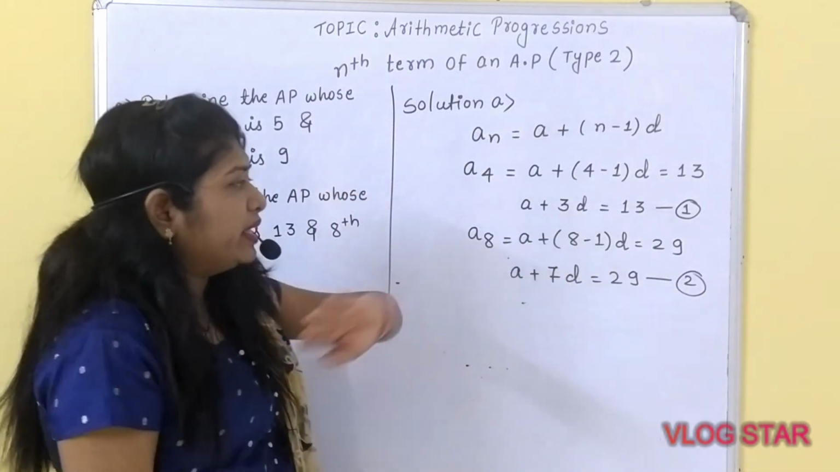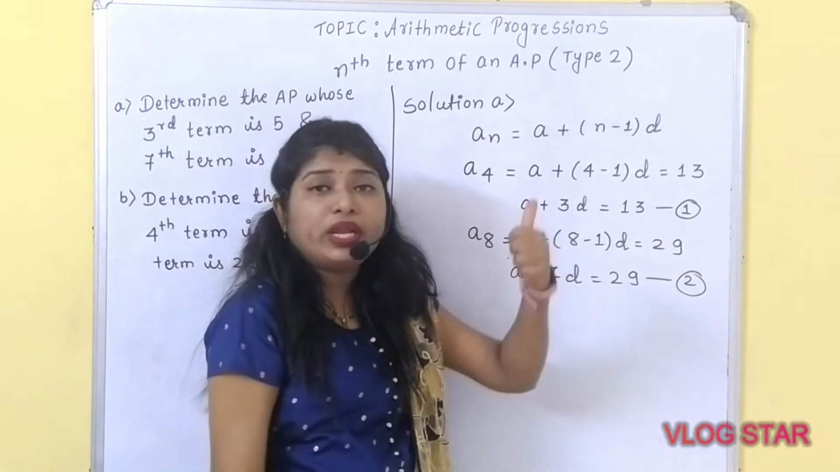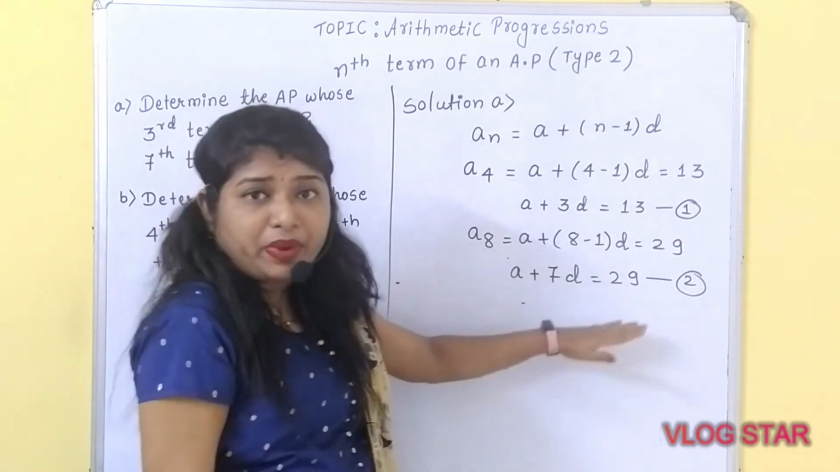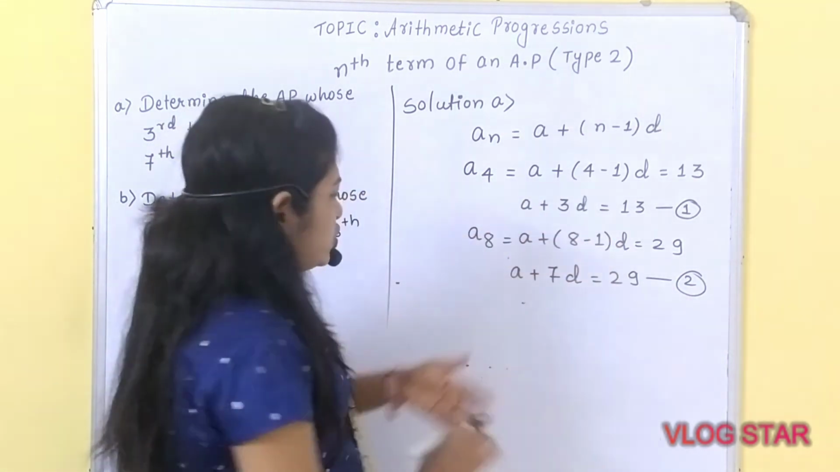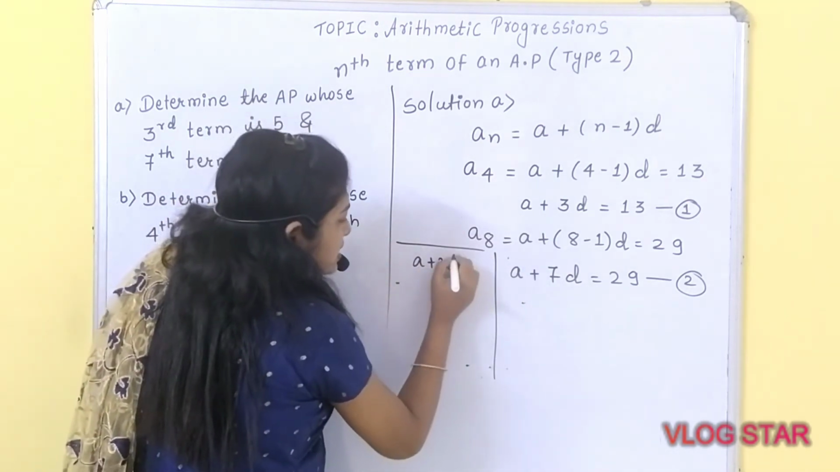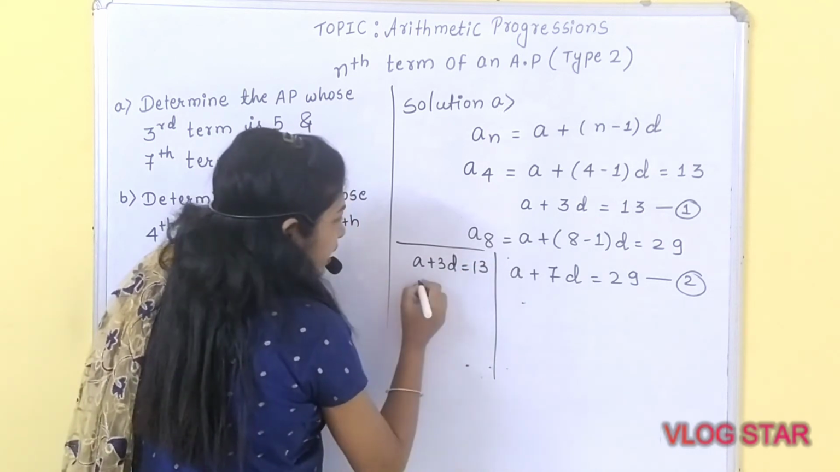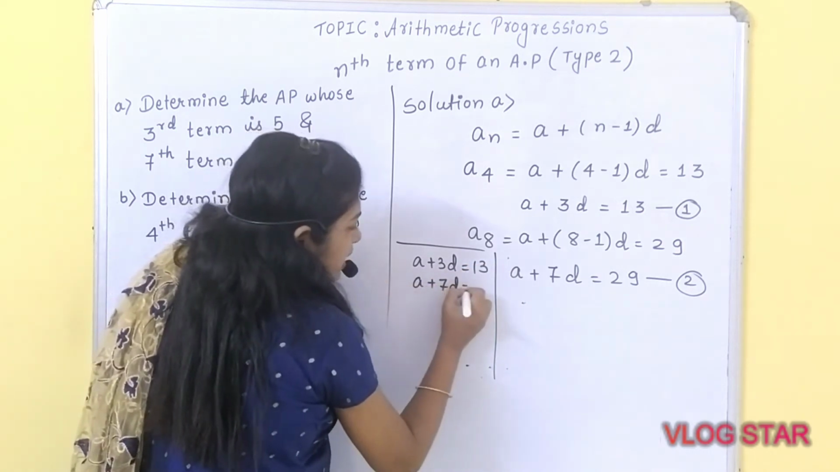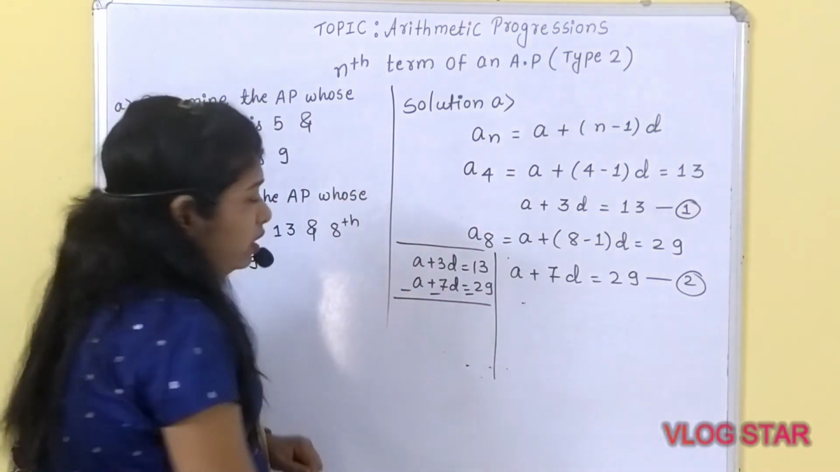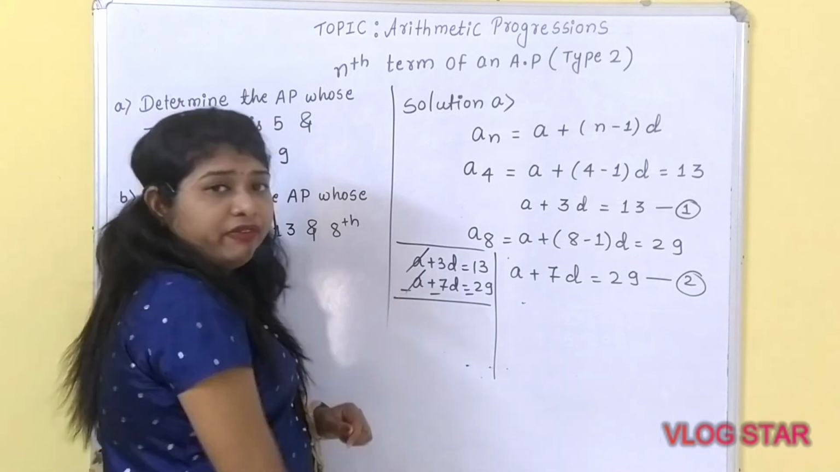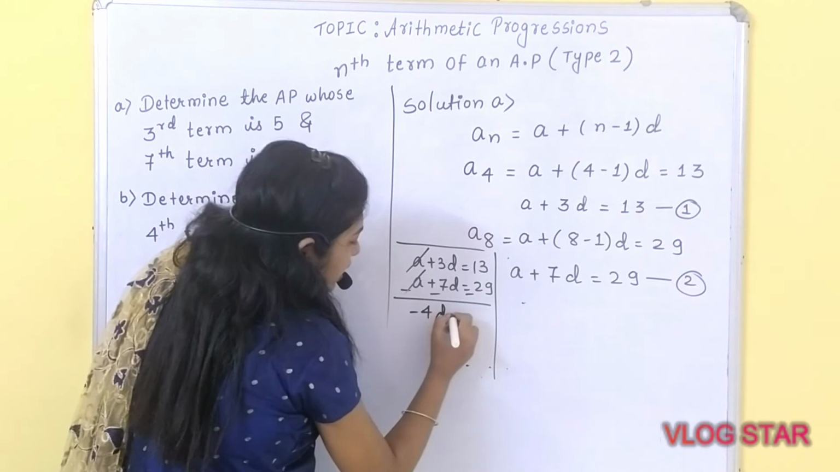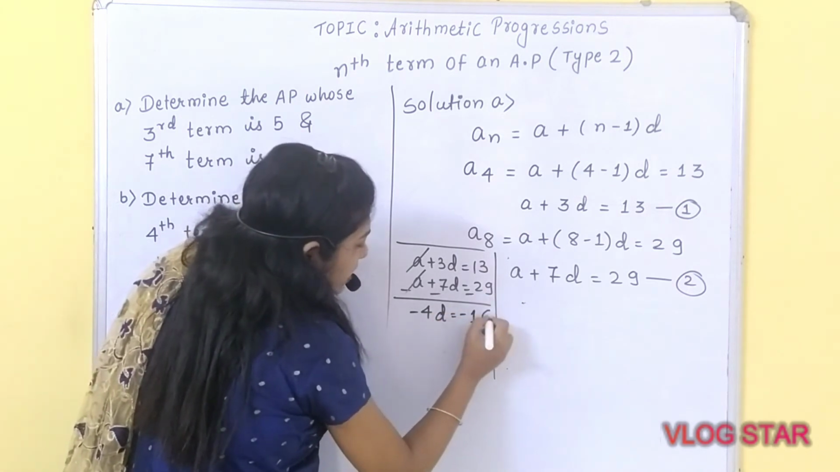Now solve the simultaneous equations and then find out the values of A and D. After solving, you need to subtract equation number 1 from equation number 2. So if you subtract, what will you get? A plus 3D is equal to 13. A plus 7D is equal to 29. Simply perform the subtraction. If you subtract, this A will get cancelled out. What is remaining? Minus 4D is equal to minus 16.